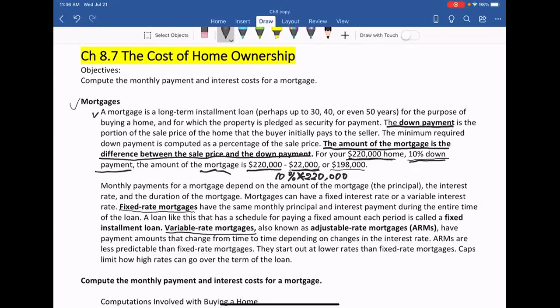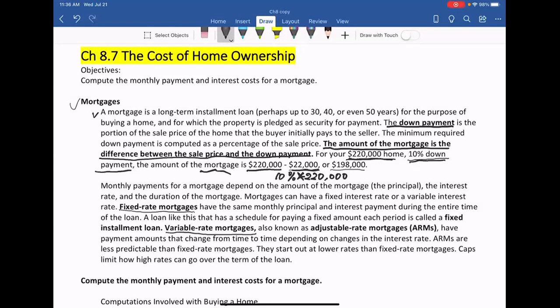Another kind is variable rate mortgages, also known as adjustable rate mortgages. They have payment amounts that change from time to time, depending on changes in the interest rate. ARMs are less predictable than fixed rate mortgages. They start out at lower rates than fixed rate mortgages. Caps limit how high rates can go over the term of the loan.